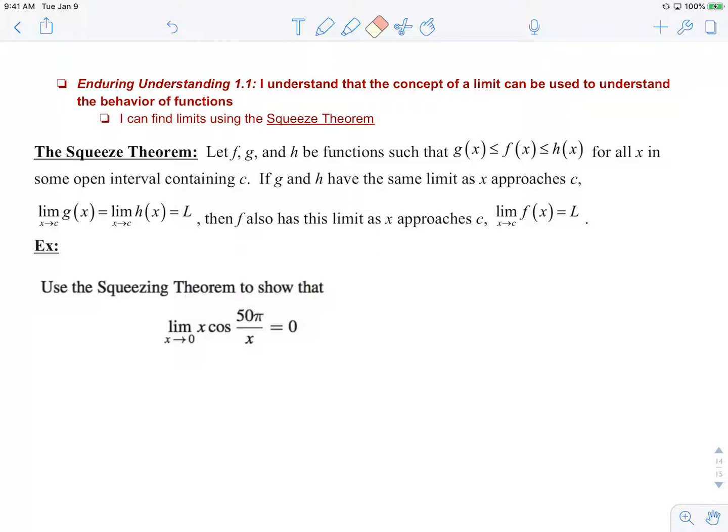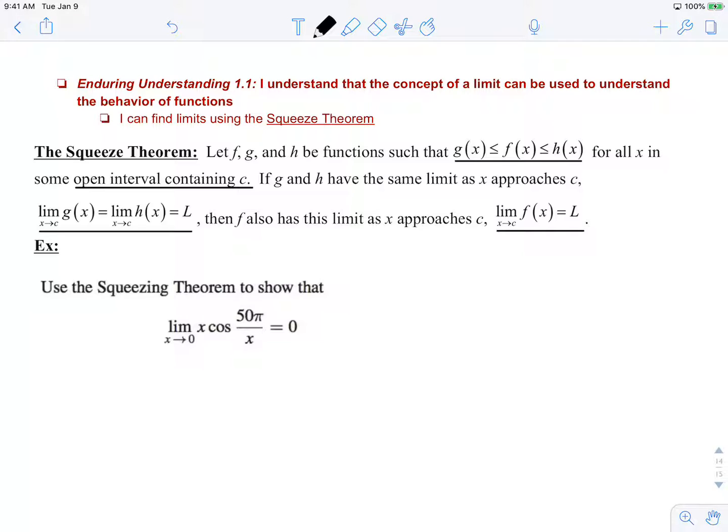So now let's get into the squeeze theorem, also known as the sandwich theorem. If we can show that some function f is squeezed or sandwiched in between functions g and h for some open interval that contains c, and that g and h both have the same limit as they approach c, then we can conclude with the squeeze theorem that the limit of f must also approach that same limit because it is sandwiched in between those two functions around that value.